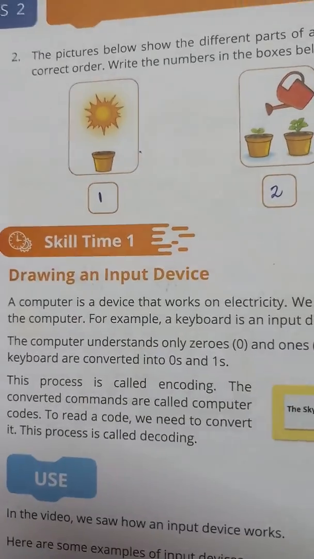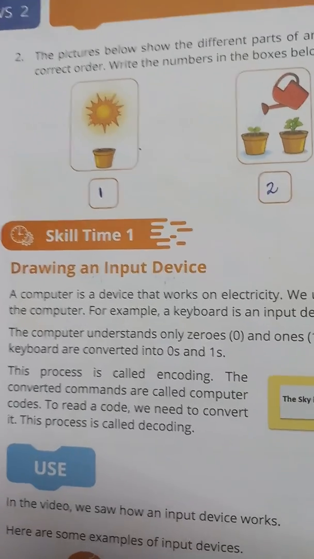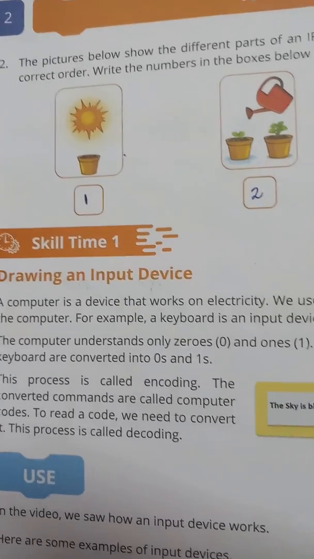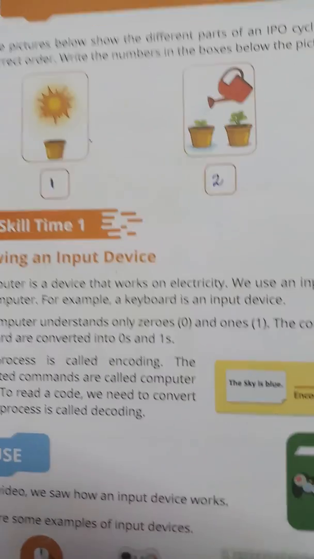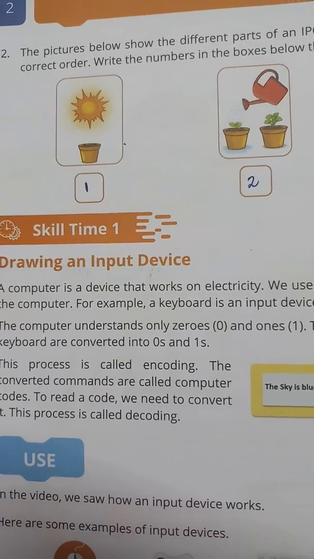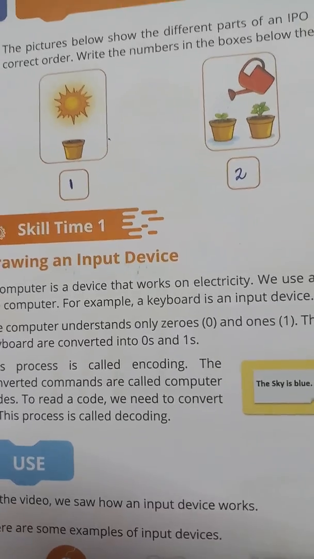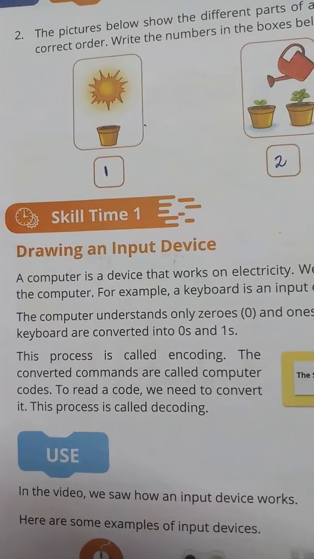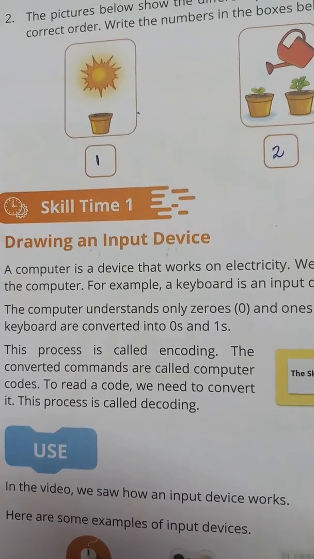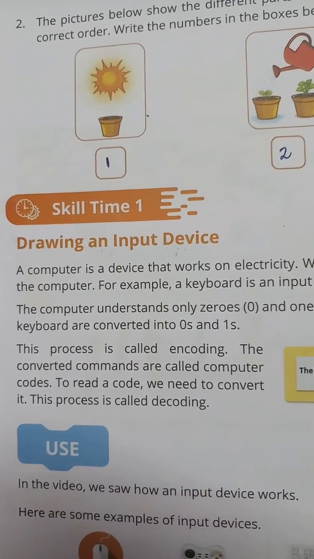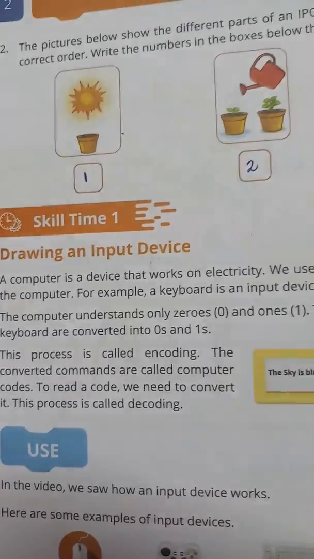Then what is encoding? The computer understands only zeros and ones. The commands that we enter using the keyboard are converted into zeros and ones. This process is called encoding. What is decoding? To read a code, we need to convert the coded commands back, and this is called decoding.